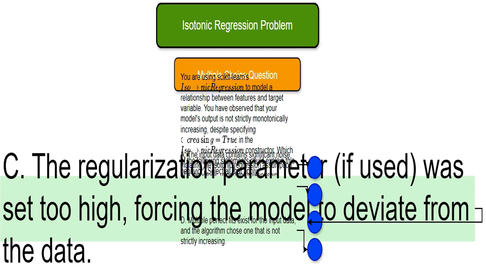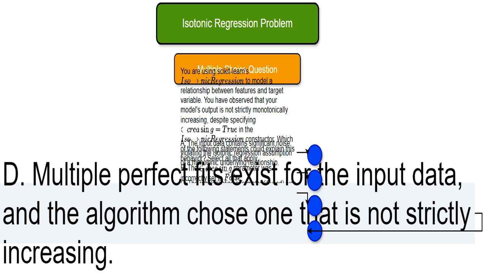The model might slightly deviate from the perfect increasing line to become smoother. It's possible that there are multiple solutions that fit the data equally well, and the algorithm simply picked one that's not perfectly increasing. This would be due to the inner workings of the algorithm.